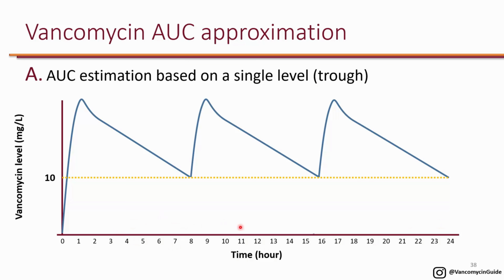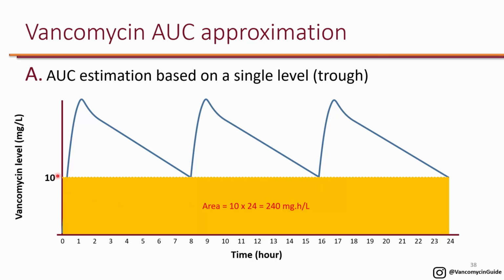Now, if you get a single level, if you get just a trough, the question is, can you estimate how much the AUC would be? Because the AUC is the area under the curve, if you have a trough of 10, you can say that this level never goes below 10. So you can say that the area under the curve is at least 10 times 24, which is 240. So this area is at least 240.